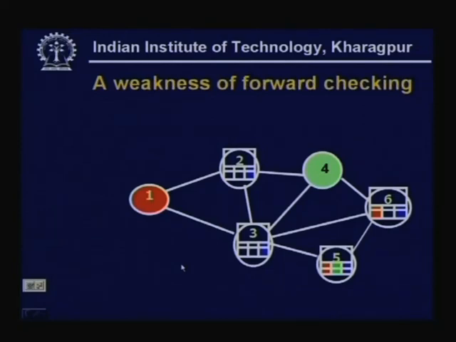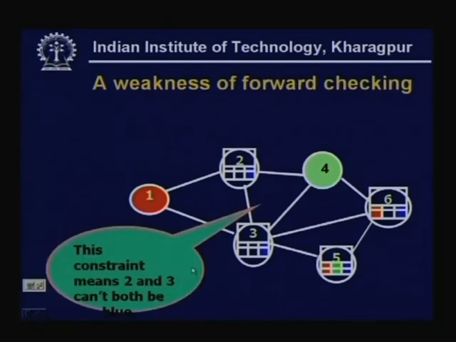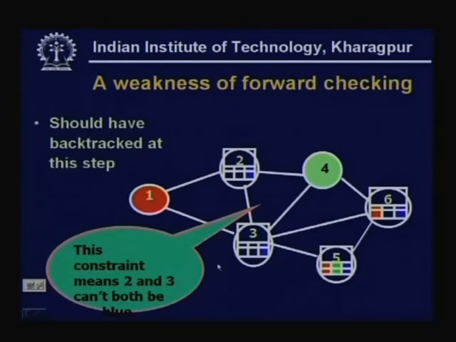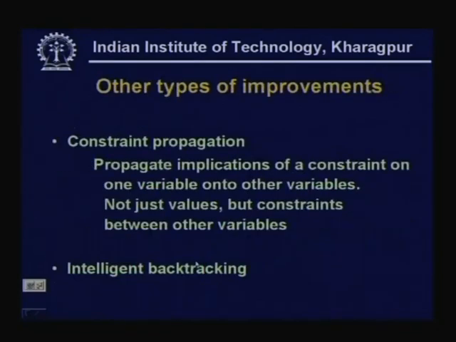So, let us now look back and see what is the weakness of forward checking. You see, when we assigned 4 green, we saw that 2 and 3 have only one legal value left, which is blue, but these 2 legal values cannot be assigned together. So, we should have detected this problem early on. Forward checking does not detect this. So, this is not detected by forward checking. We should have backtracked at this step.